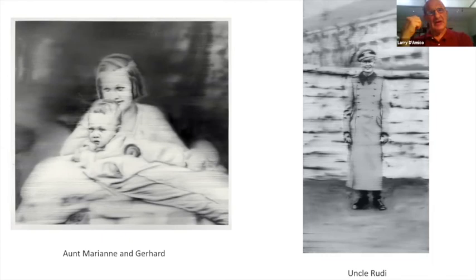His uncle Rudy, who we see on the right, was in the German army. None of them were card-carrying Nazis, but he died in the war nonetheless, and his other uncle also died. His father, toward the end of the war, was recruited into the Eastern Front and was captured and prisoner of war, but returned to them after the war.